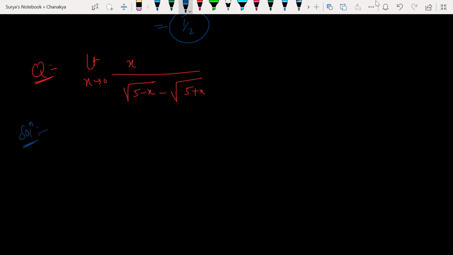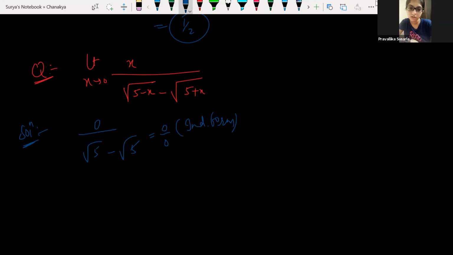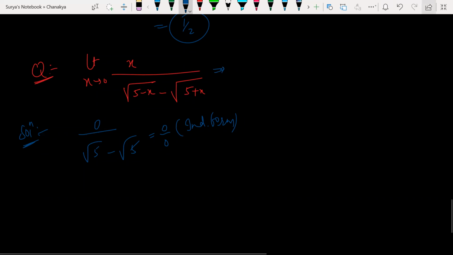First, you apply direct substitution. Direct substitution means putting in the given value: 0 by square root of 5 minus 0, root 5. So root 5, 0 by 0. Again, indeterminate form. So what must I do now? Rationalization. Very good. Rationalization.